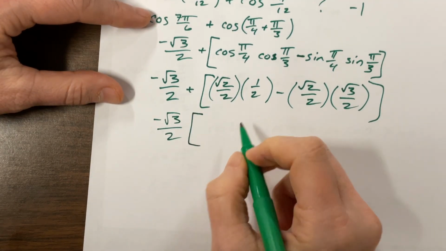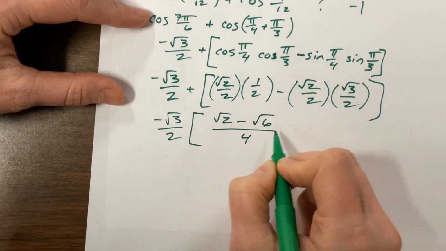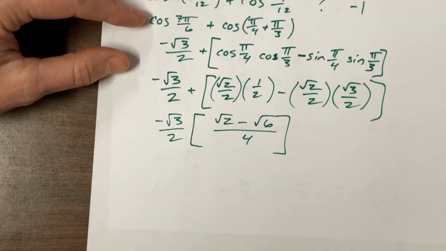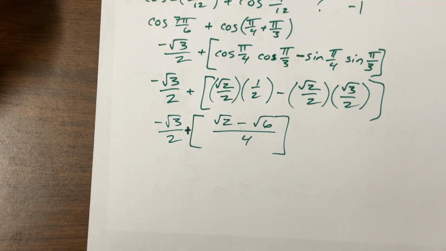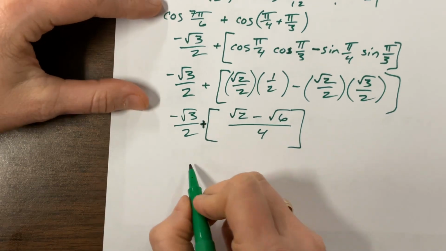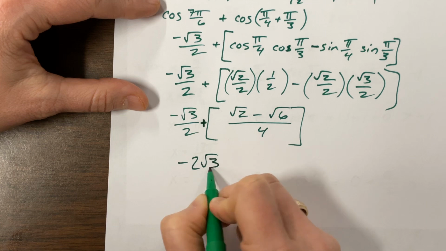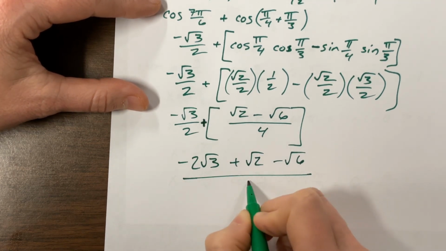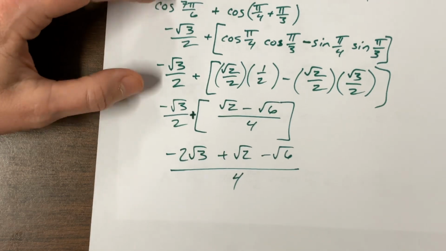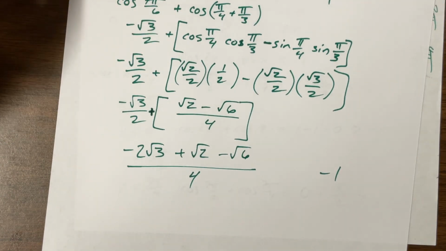So this becomes √2 minus √6 all over 4. Oh, guess what I lost? I would lose points, but I caught my mistake. Did you catch it before I did? If so, you're very smart. Now what in the world is happening? Let's give it all a common denominator. This becomes -2√3 plus √2 minus √6, all divided by 4. And we're trying to compare that to -1, and we don't have a calculator. What are we going to do?